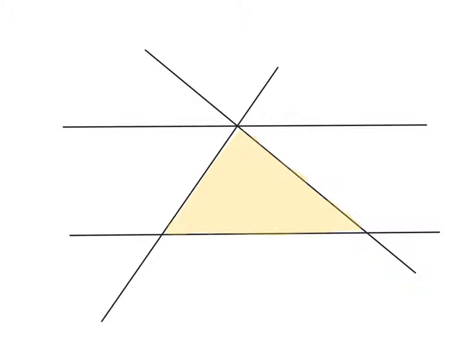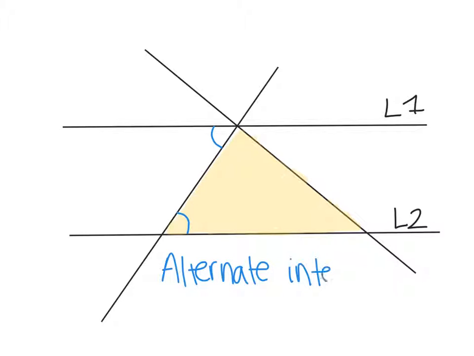Consider this triangle for a moment. If line 1 is parallel to line 2, then we can make a lot of statements about the angles that are included here. For example, this blue angle, let me rewrite that. This blue angle and this blue angle are what? They're alternate interior angles, because they are on alternate sides of the transversal and they are inside the parallel lines.